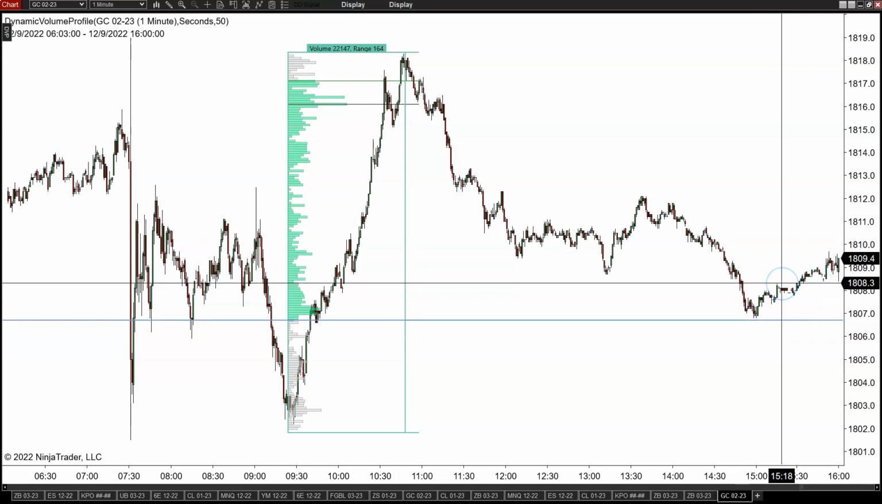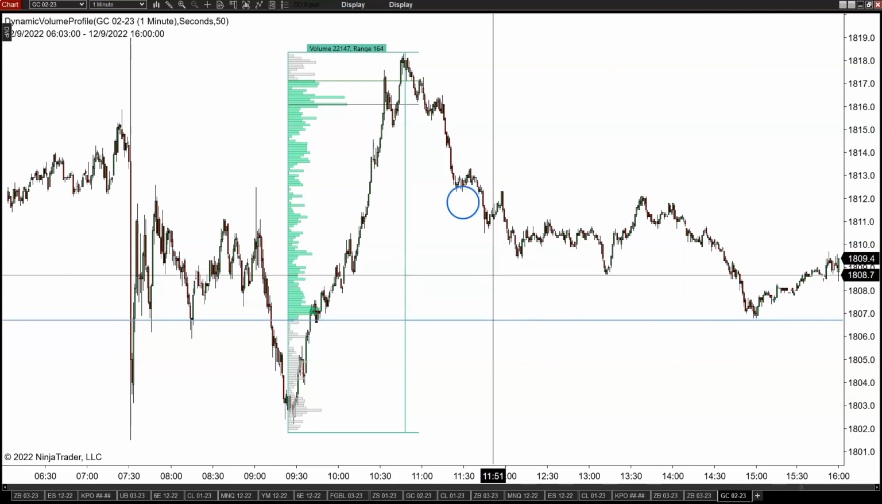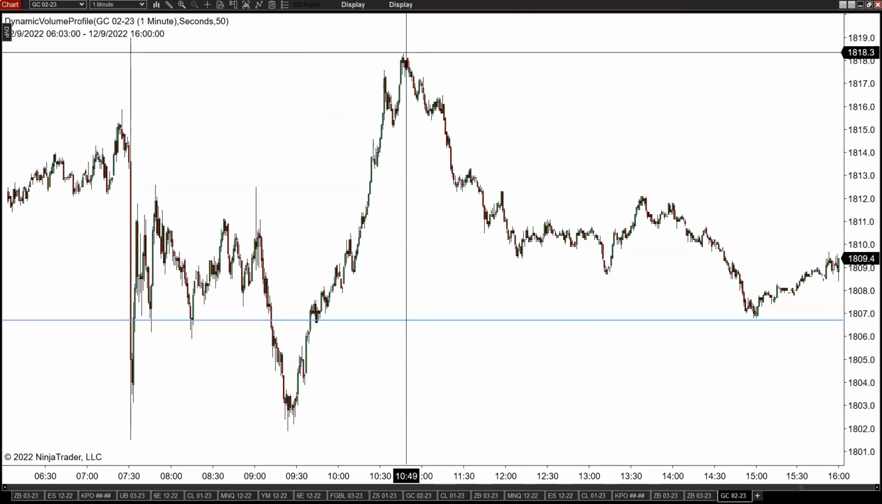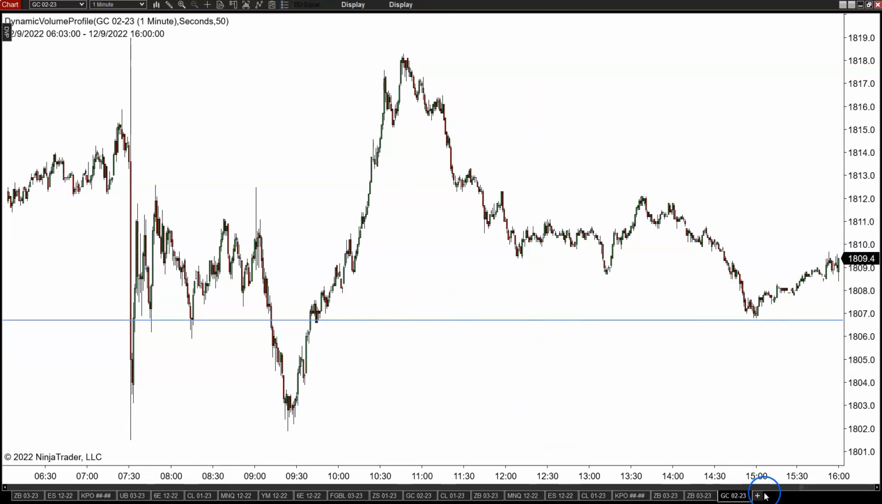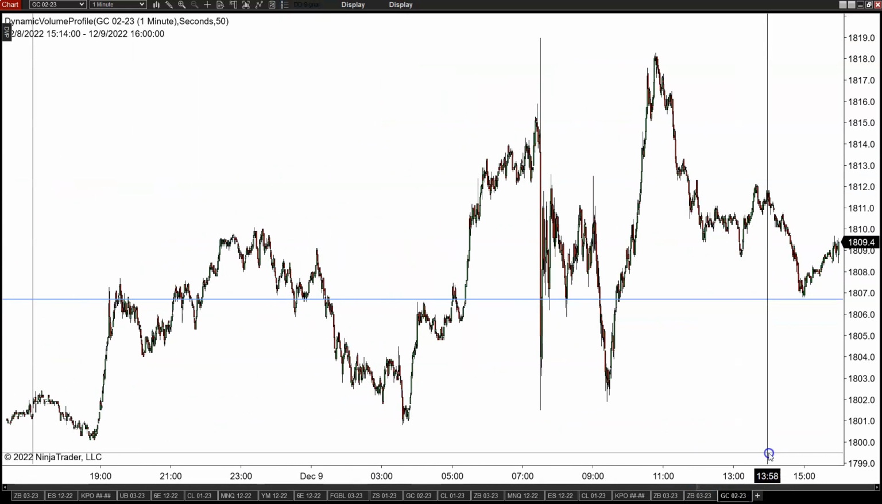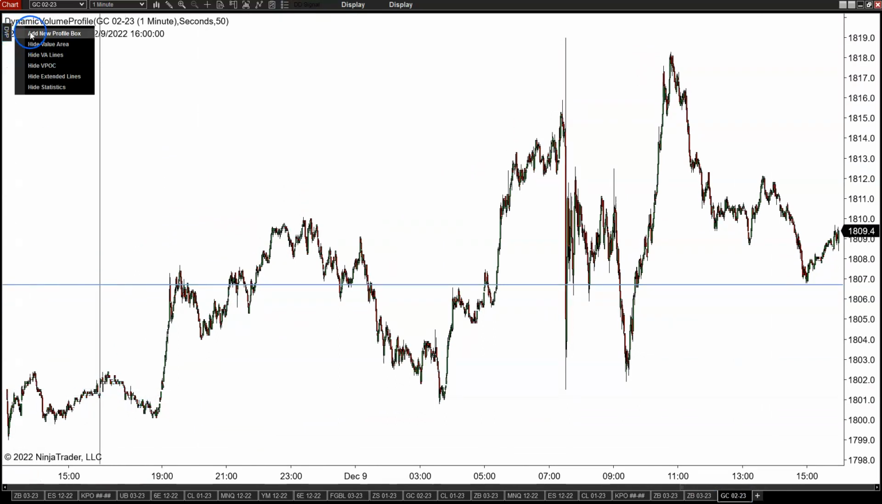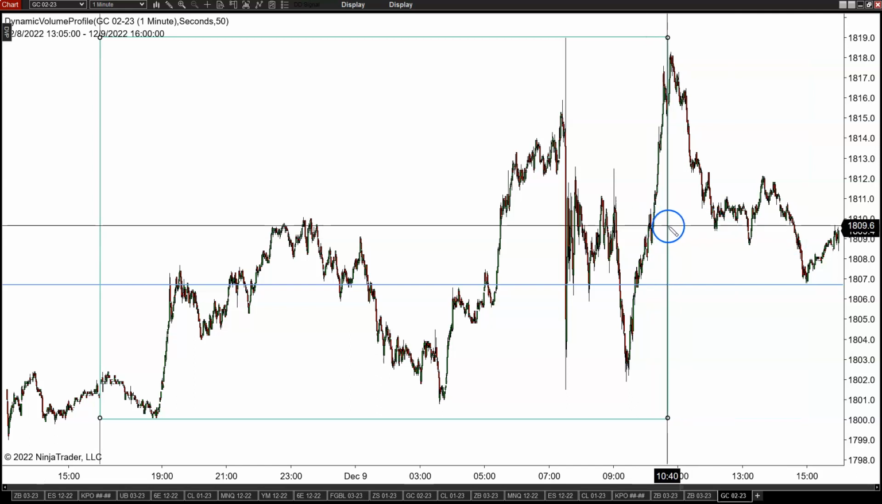We'll see where it's going to open Sunday. It'll be interesting to see how that develops. But again, this is the power of different ways of using volume profile. You don't have to take it from the open of the day. Let's go back here. If you were to draw it from the open, where's the open? Right here. Basically you're drawing it from there to here.